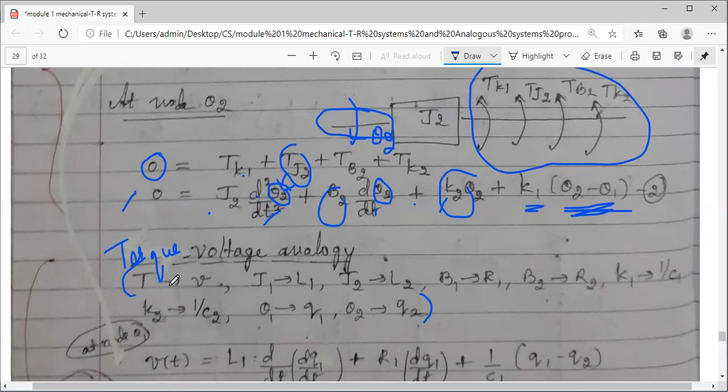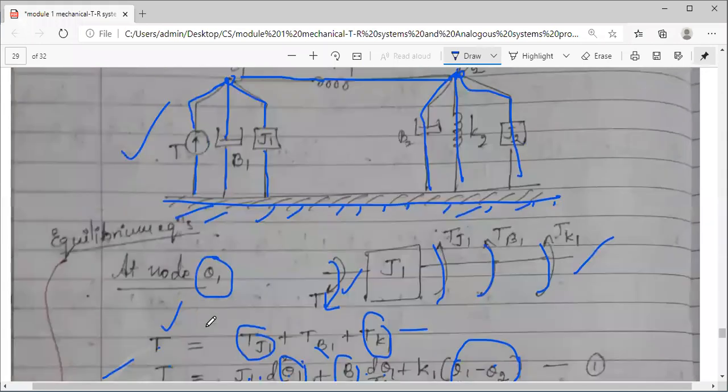So, I am talking about the voltage analogy, torque is replaced with voltage. Moment of inertia is replaced with inductance. Hence J1 is L1, J2 is L2. If the diagram had J3, I would have taken J3, one more, L3. But since we only require two, J1 and J2, so L1 and L2. Similarly, B1 is R1, B2 is R2, resistance. K1 and K2 are 1 by C1 and 1 by C2.